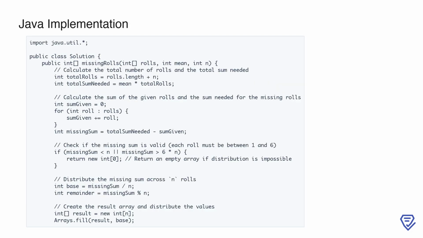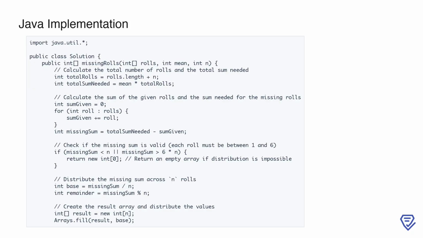Here, we start by importing the necessary packages and defining the Solution class with the missingRolls method. The goal of this method is to calculate the missing dice rolls required to achieve a specific mean across all rolls. First, we calculate the total number of rolls, which includes both the given rolls and the missing ones. Using this, we compute the total sum needed to achieve the desired mean.